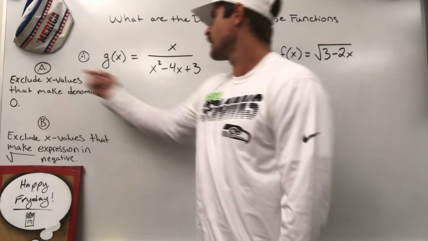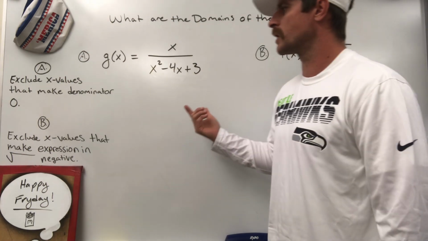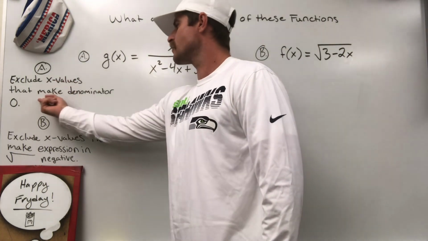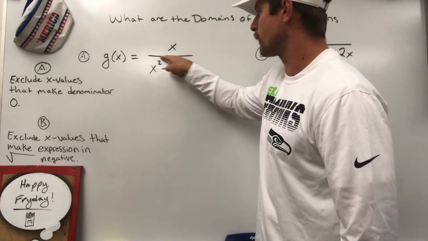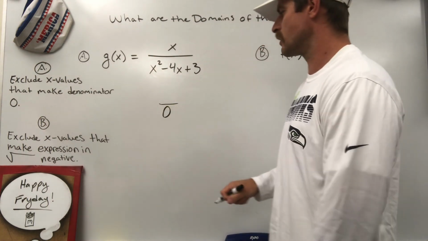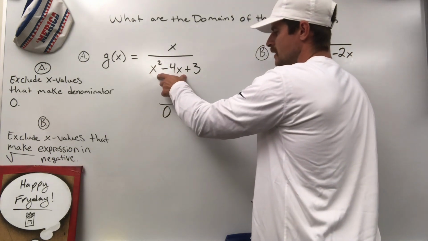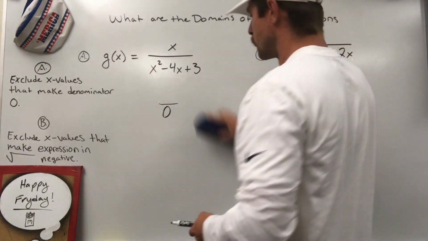So problem A, we've got to figure out our domain, possible x values that would work here. We need to exclude x values that make the denominator, the bottom part of this fraction, a zero. So we know we can't divide by zero, so what values could x be that would create a zero down here at the bottom? Those need to be excluded from our domain.